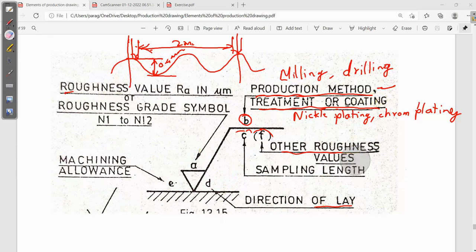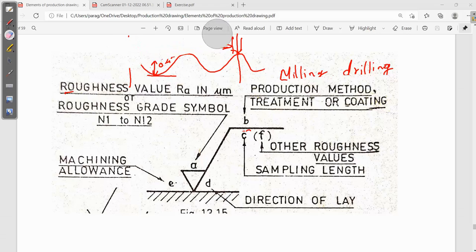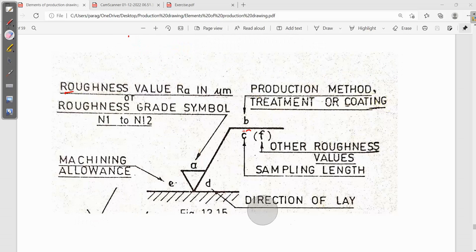Have you understood this thing? Okay, this diagram you have to remember. Definitely it will come for the exam. So in this diagram, what has to be written at E, what at A, what at B, and C. Just remember that B, that is your production method, either milling, that will always come above this line. And your coating or treatment will come below this line.